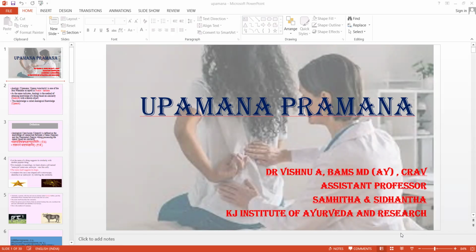We can expect one question from Upamana pramana, and it has relevance in the practical examination also, because in practical there is one question that must come from examples of Upamana pramana. This is one among the simplest pramana compared with other pramanas. The possible question is: write about Upamana pramana, its types and utility of Upamana pramana in Ayurveda.